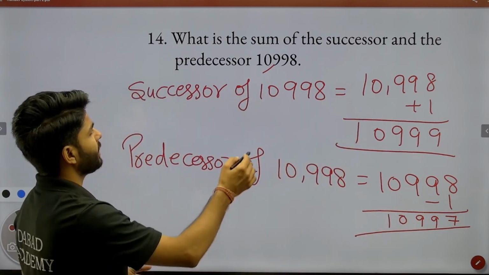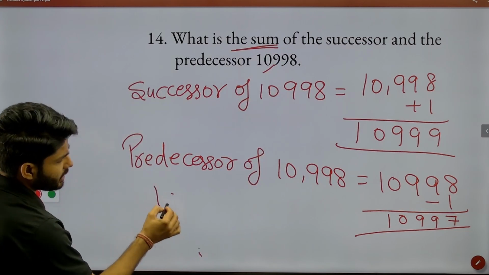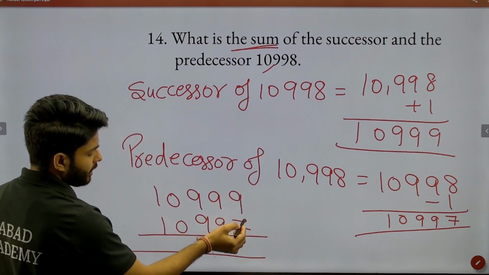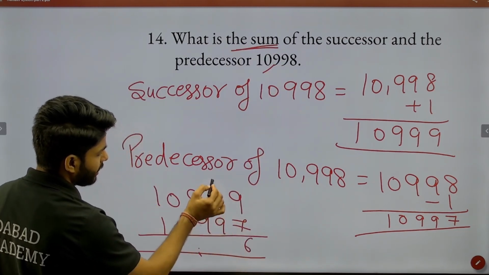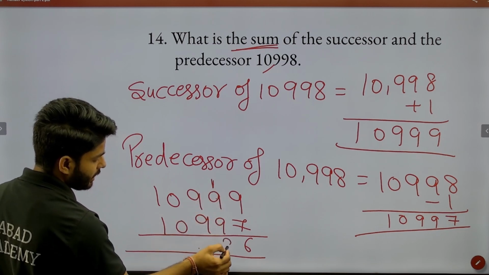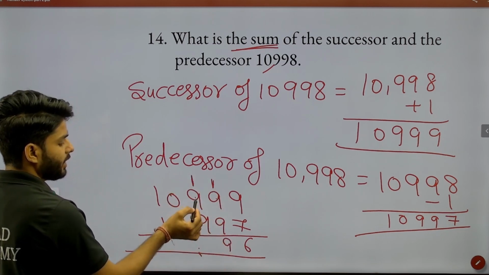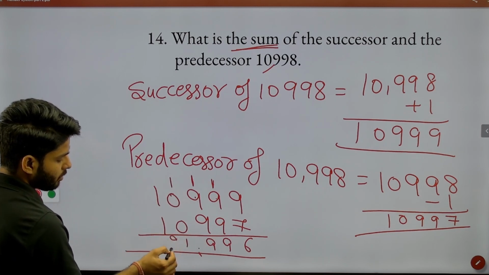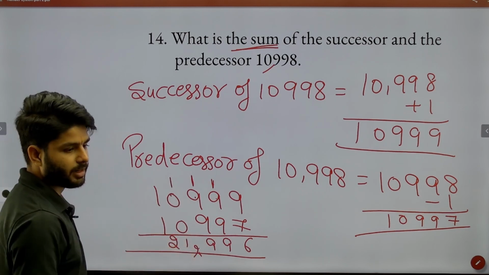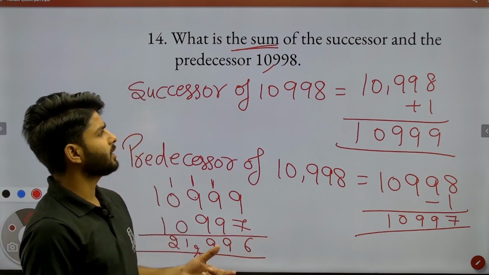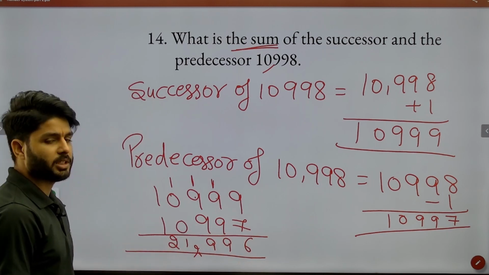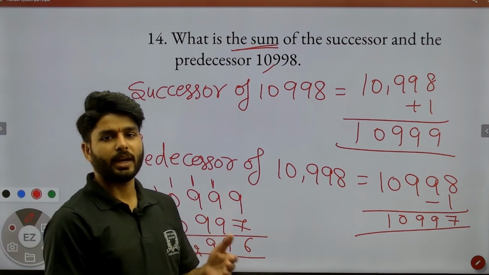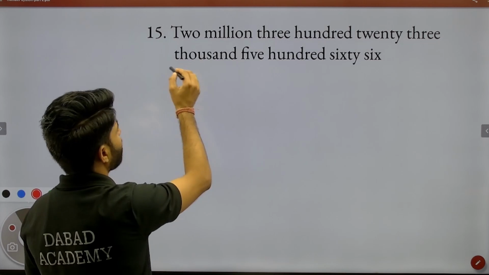Now we have to find the sum. So the sum of the predecessor and the successor: 9 and 7 is 16, that has carry 1. 9 and 9 is 18, and carry is 19. So we have 1 again. 9 and 9 is 18, 1 carry 19. 1 and 0 is 1, and here is 2, that is 21,996. That is the sum of the successor and predecessor of 10,998. Question number 15.